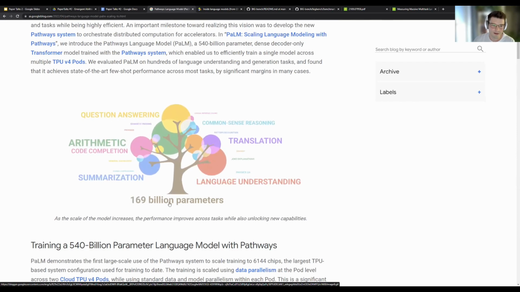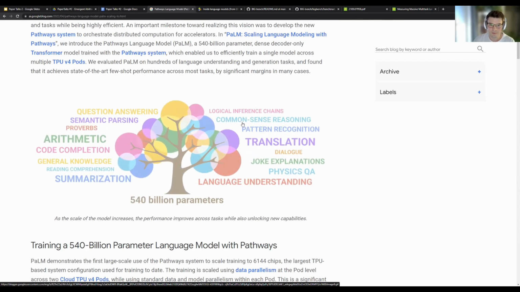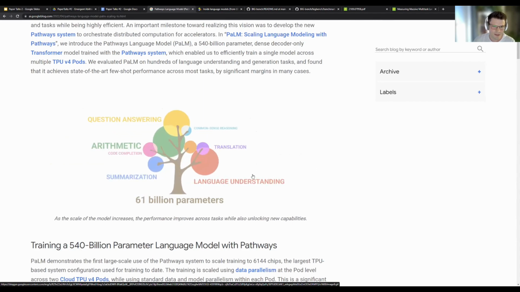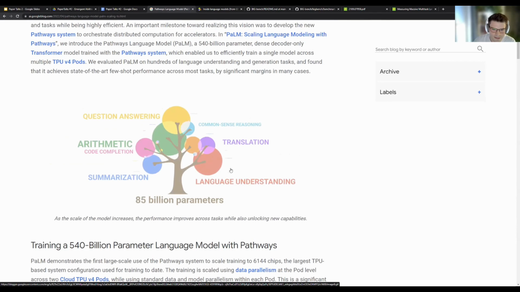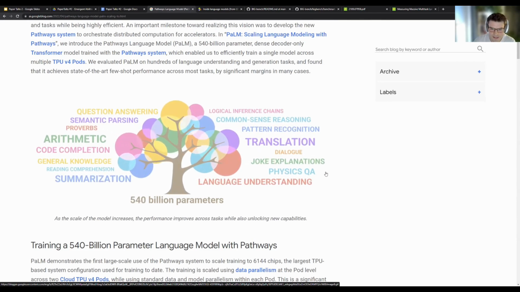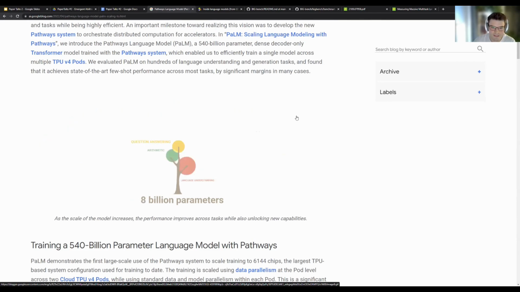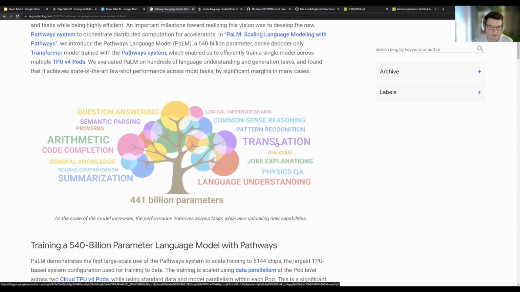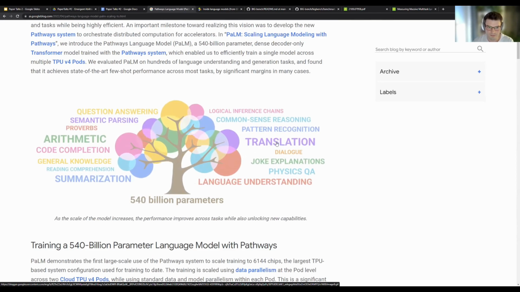even more parameters, we will go through some compound ones like common sense reasoning, joke explanation, or, I think there was something like physics question answering, logical inference chain. So the bigger the model gets, the more tasks it will actually be able to perform.